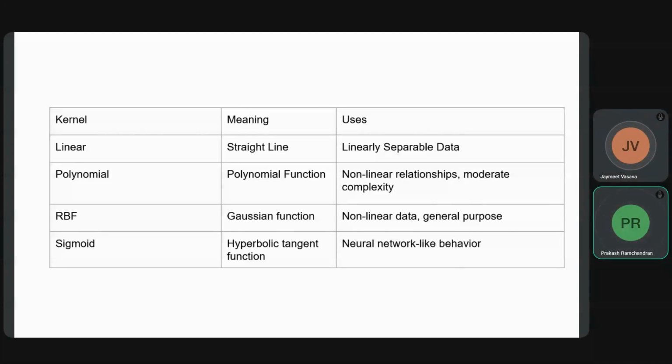Yeah, so on the sigmoid point, it's a hyperbolic tangent function with a range of -1 to 1, and we just discussed when we use it. We use it for a neural network-like behavior. The values of the tangent function close to zero indicate low similarity, values close to one indicate high similarity, and values close to -1 for the sigmoid kernel.